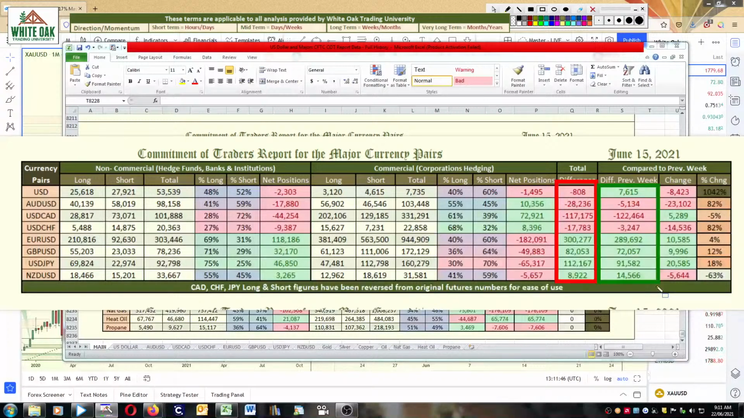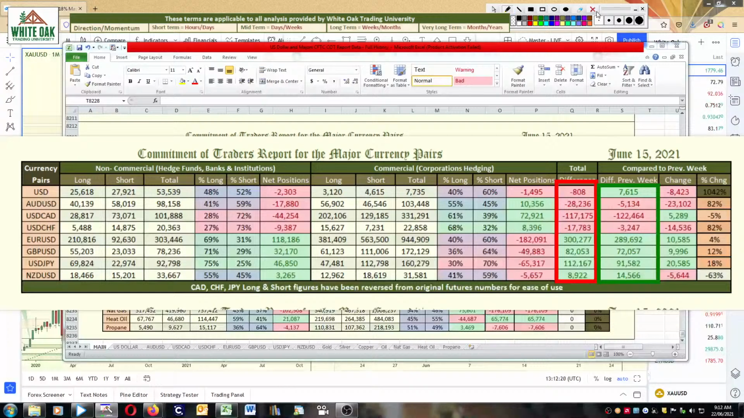On the previous week, we had the US dollar at a positive 7,600. So the shift has been very negative, from a positive 7,600 to a negative 808. We look at the euro, 289,000. It's been bullish up to 300,000. Pound, 72 to 82. US dollar Japanese yen, 91 to 112, and so forth. Okay, so we can see a big shift there, a big shift.